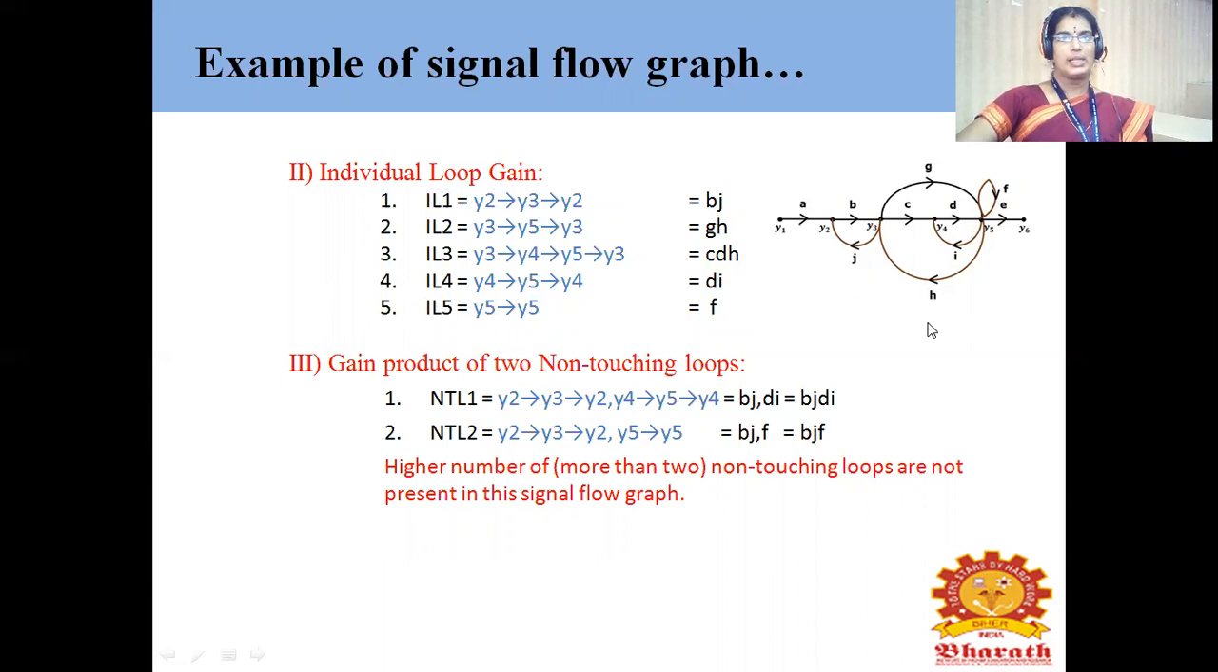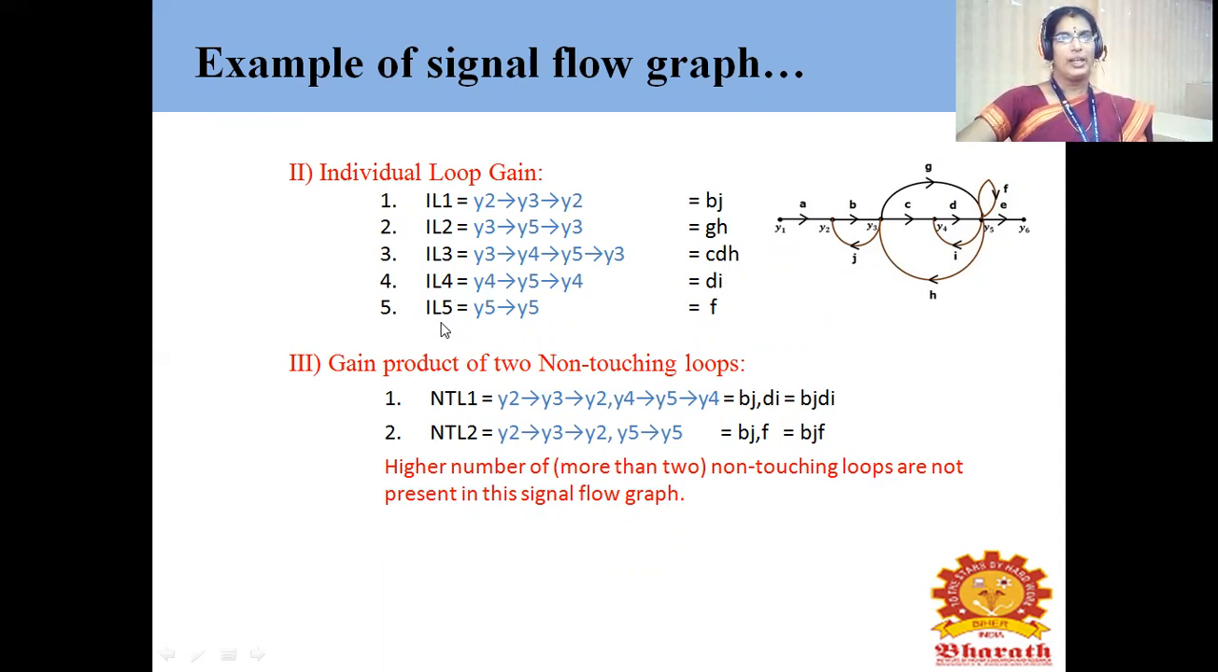Next individual loop is IL4. If you are seeing here, I'm starting from Y4 and then I'm passing through Y5. Then again, inside this loop, there is one small loop, Y4, Y5, again it is connected to Y4. What are the gains related with this? D into I. So D into I is nothing but the individual loop gain for the fourth one. IL4 is equal to Y4, Y5, Y4, which is equal to D into I. That is the representation of the fourth individual loop.